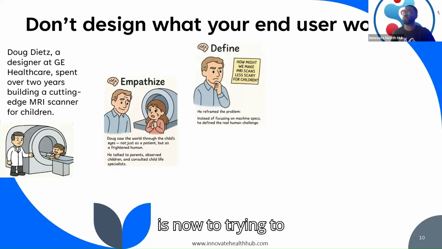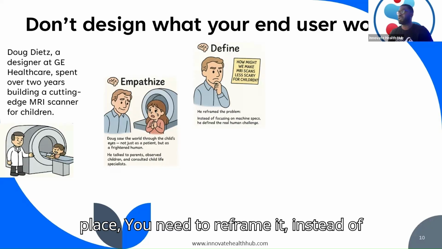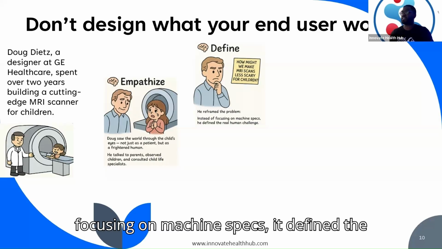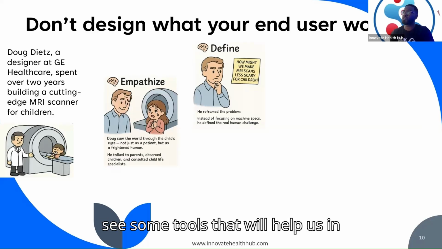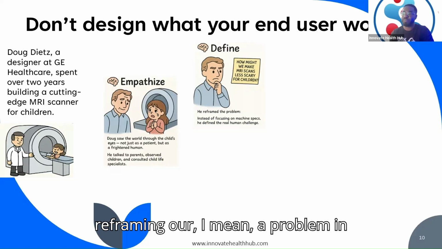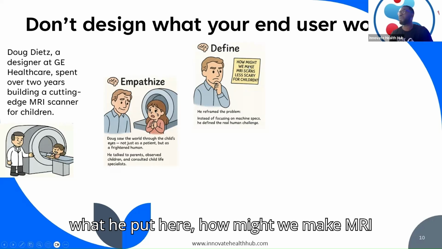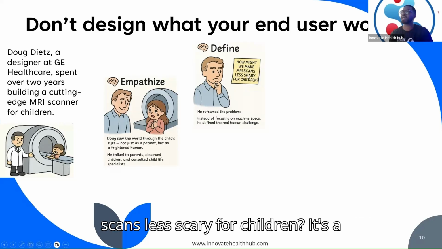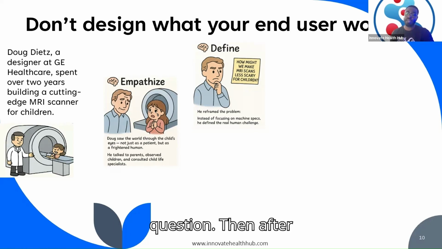The next phase is trying to reframe the problem. Probably he got it wrong in the first place, so you need to reframe it. Instead of focusing on machine specs, he defined the real human challenge. We're going to see some tools that will help us in reframing a problem in healthcare. One of them is what he put here: How might we make MRI scans less scary for children? It's a question, but it's an innovative question.